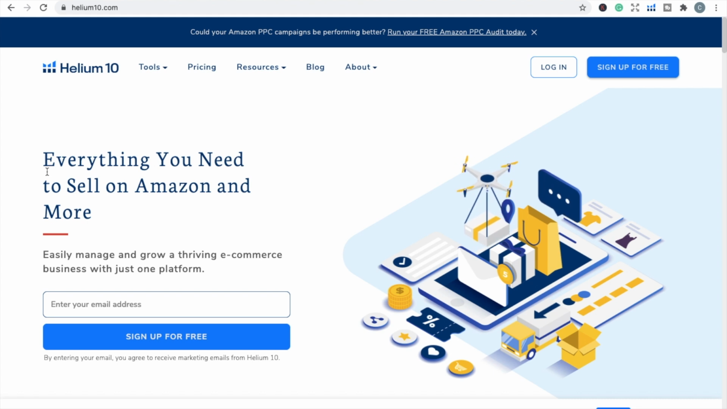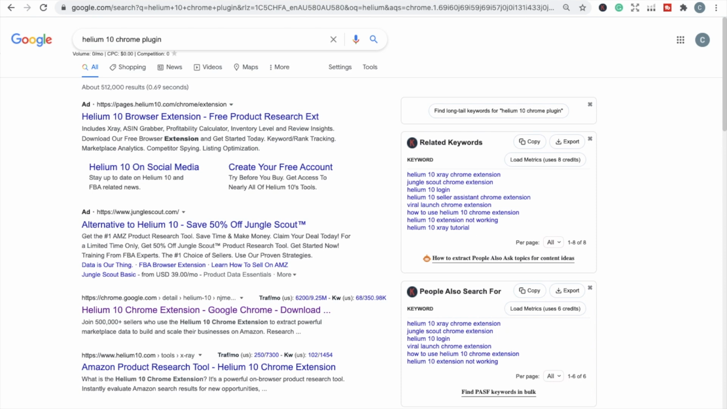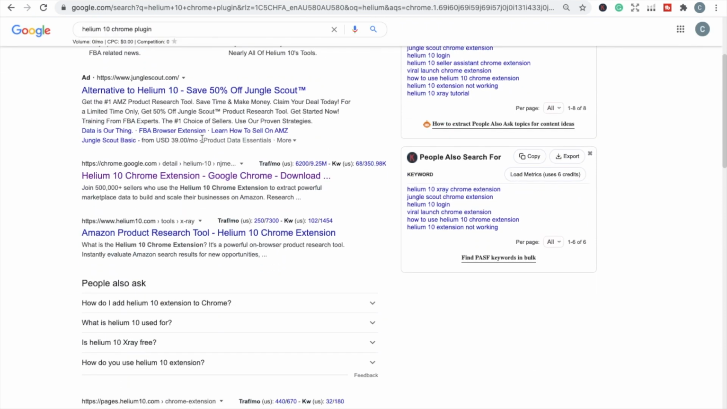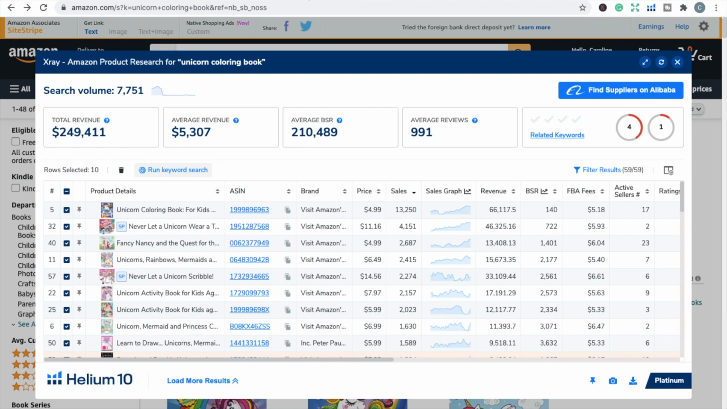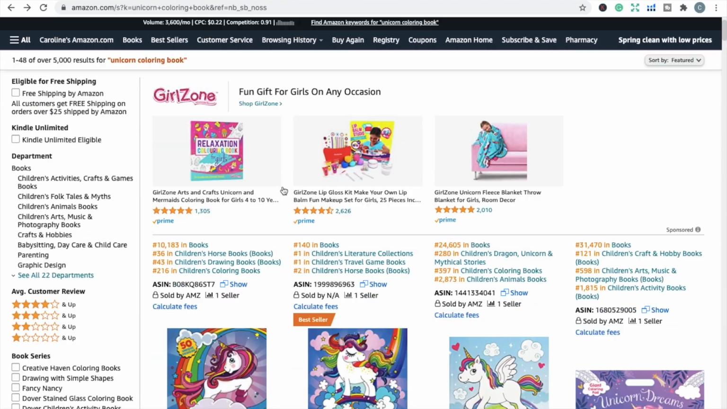Now, the first thing that you will want to do is install the Helium 10 Chrome plugin if you haven't already. This is free, and once you've installed it, you'll start seeing more information about products on the search results page. So when you do a search on Amazon, the Helium 10 Chrome plugin just pulls a little bit of information out of the listing and pops it here.